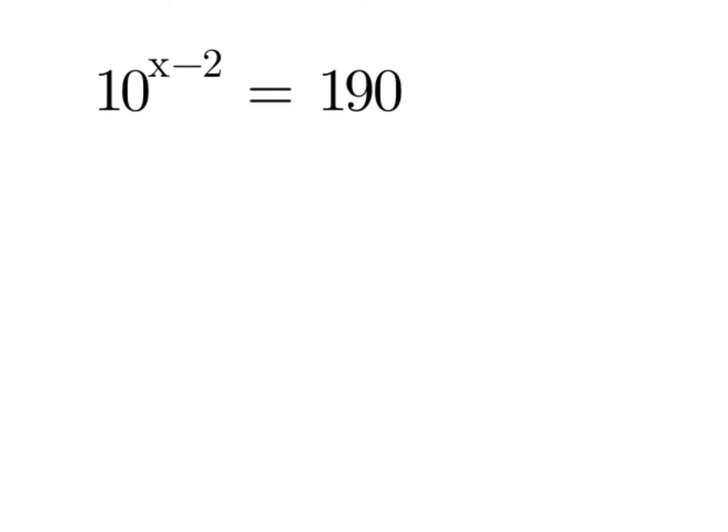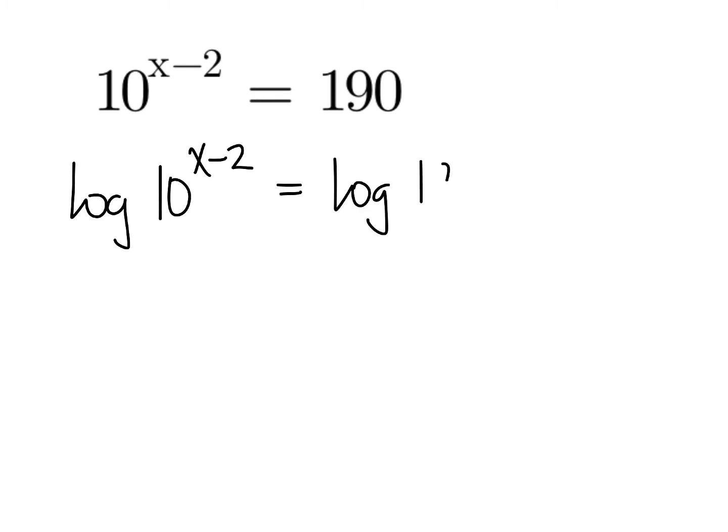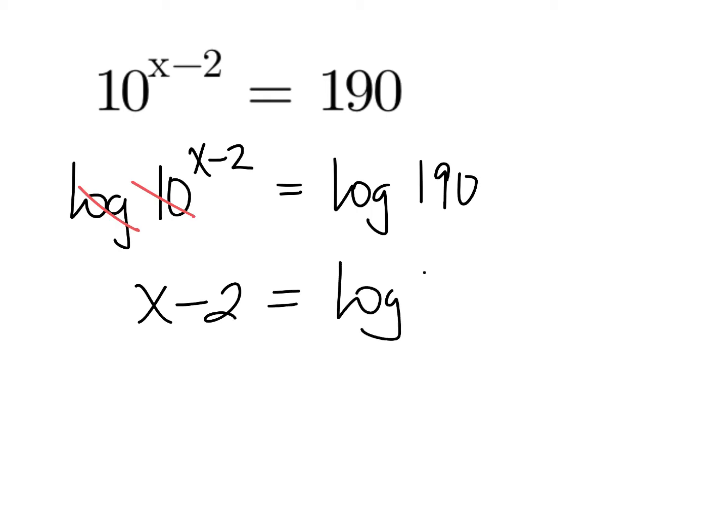So when we want to solve an equation like 10 to the x minus 2 is equal to 190, we get rid of the base by using a logarithm. Since we have a log of base 10, we would just use the common log. And that will get the base and the logarithm to cancel, so we'll be left with x minus 2. And we go over to our calculator to evaluate the log of 190, which is 2.278.